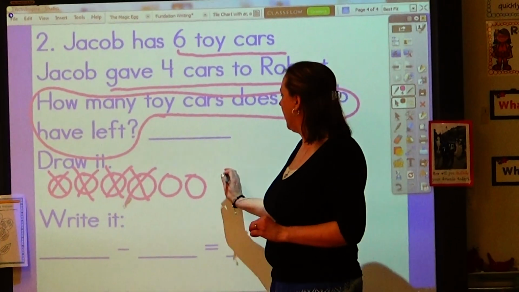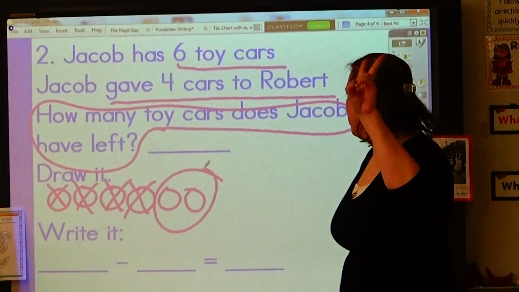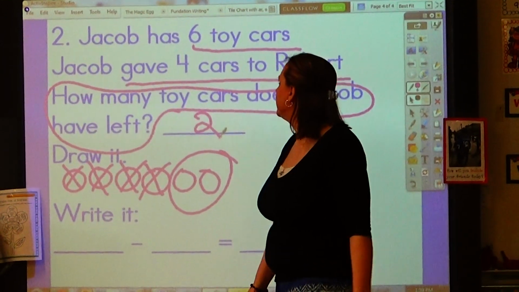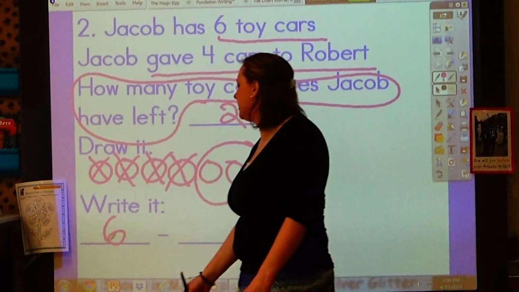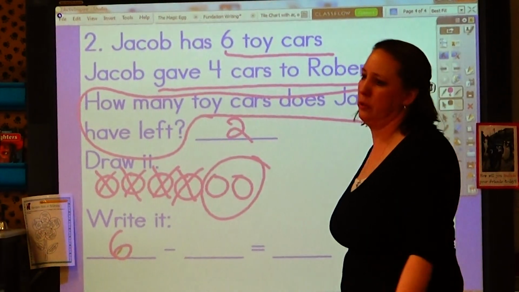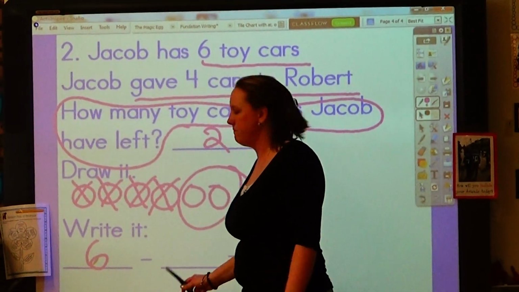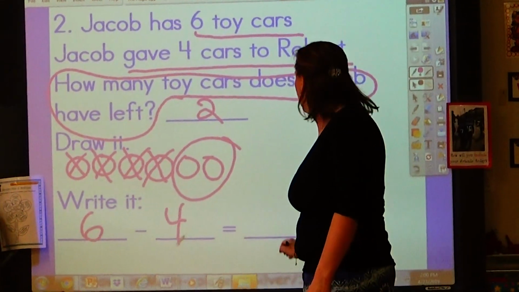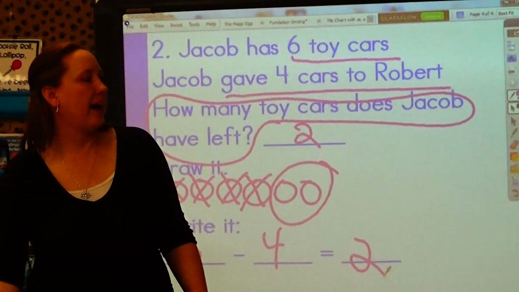How many does Jacob have left? Show me with your hands. 2. Jacob has 2 left. Now, we're going to write it down here. Help me out, guys. Jacob started with how many cars? 6. We always put the big number first because we are only in first grade. We're not going to do negative numbers. So we always put the big number first. Then we're going to put the next number next. What is it? 4. 6 minus 4. Everybody show me with your hands. 2. Good job, guys.